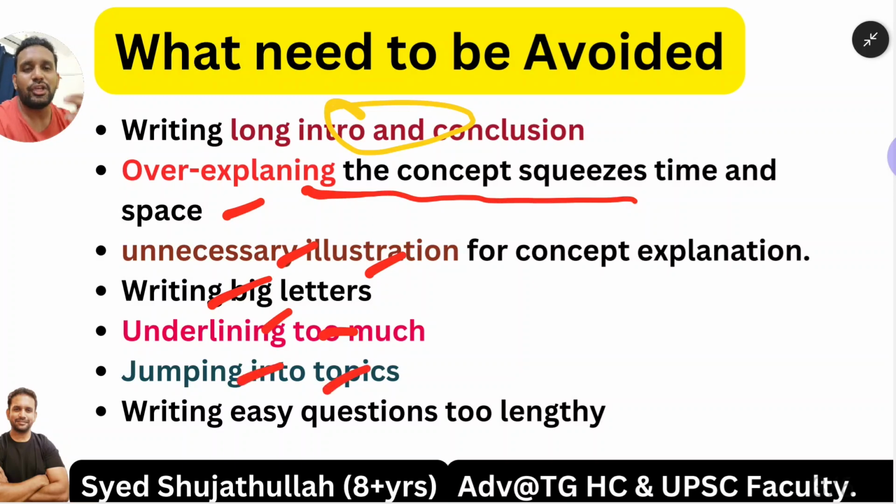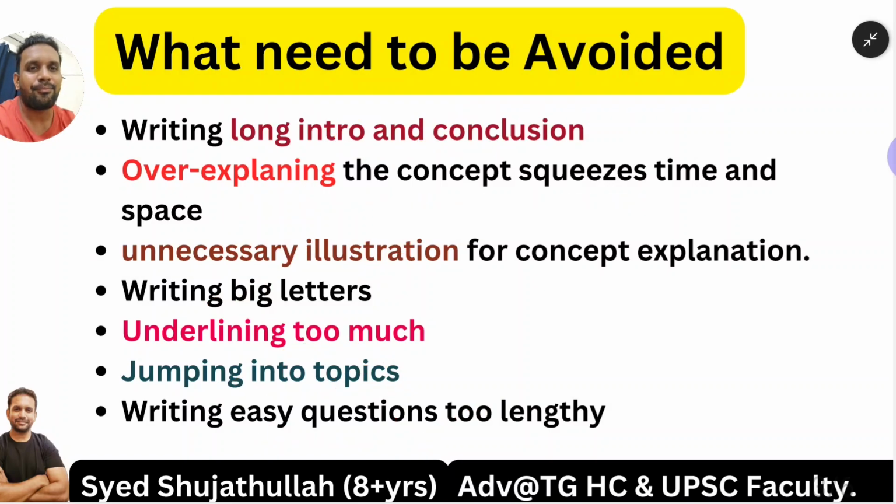Jumping between topics: you're talking about the Kesavananda Bharati case, and you suddenly jump to some other case. You should not do that. You should stay in the particular topic and write in a very interlinked fashion. Writing easy questions too lengthy: sometimes students, whenever they find a question easy to write, just go on writing so much. That needs to be avoided.